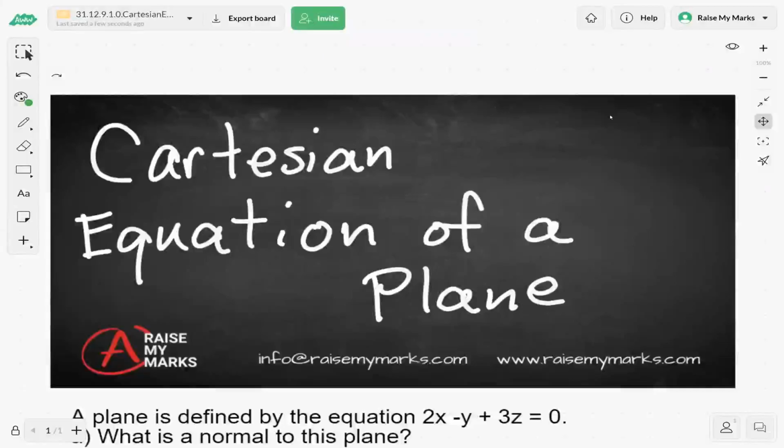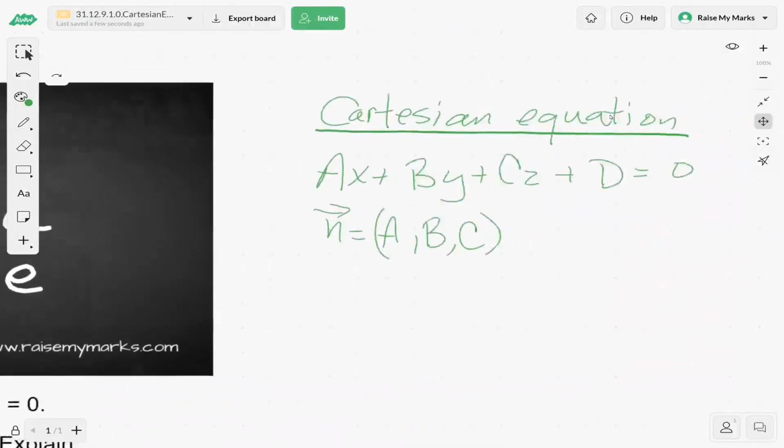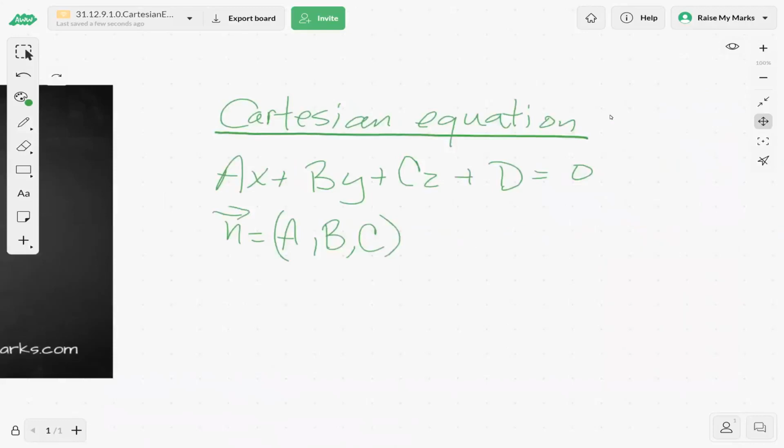Hello. So today we're going to look at the Cartesian equation of a plane. Let's just scroll over to the right here, and I have the Cartesian equation form of a plane written here. It's given by ax plus by plus cz plus d, and that equals 0. Here the coefficients of our variables x, y, and z make up the normal to our plane.